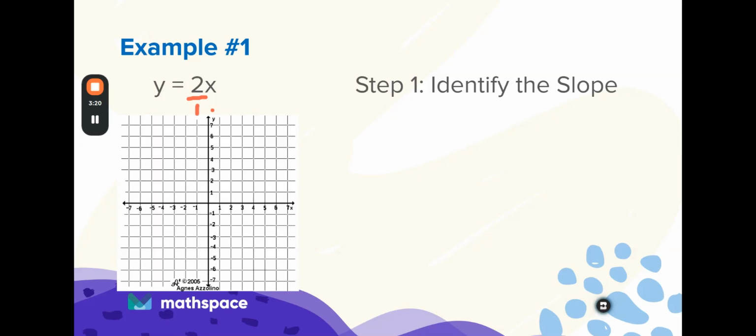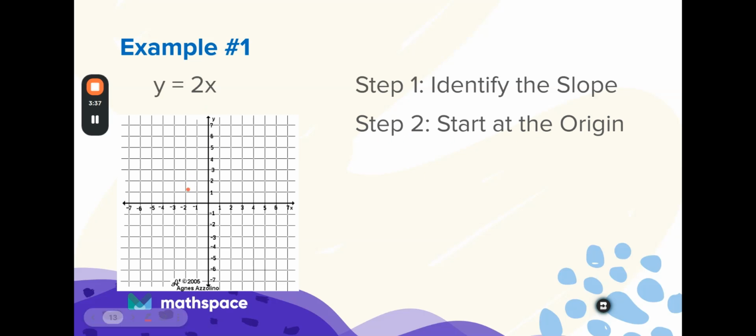So now I'm going to say that my slope is 2 over 1. That's going to make sense because when we go to plot it, we're going to need both of these two numbers, because you remember that we called this rise over run. So step 1 is done. We identified what the slope is. It's 2, but I'm going to say 2 over 1.